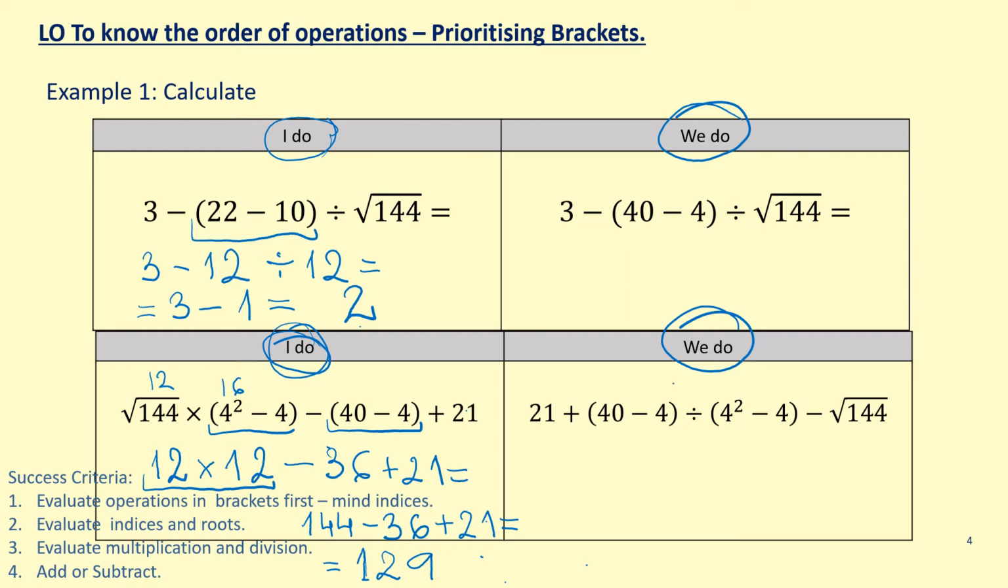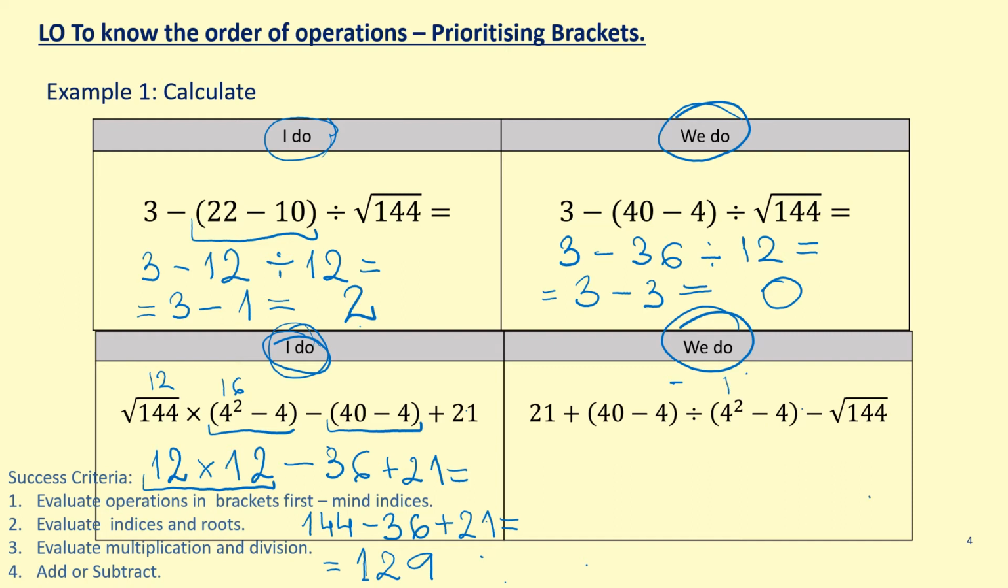Okay, so what you should have done is 3 take away 36 divided by 12. Division comes first, so it's 3 take away 36 divided by 12, which is 3. So the final answer is 0. If that's what you've done, well done. If not, correct your mistakes. Let's have a look at the next one.